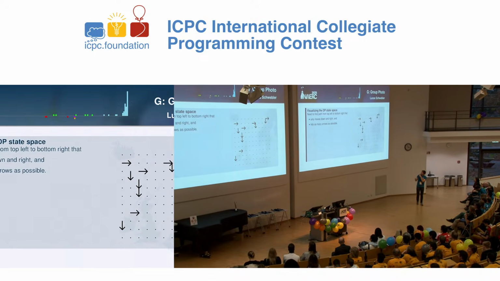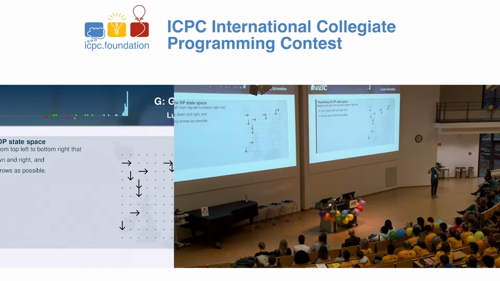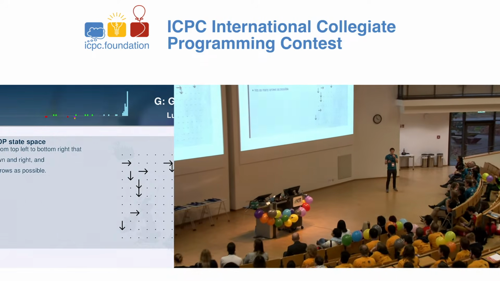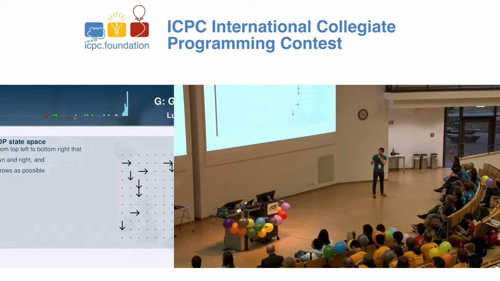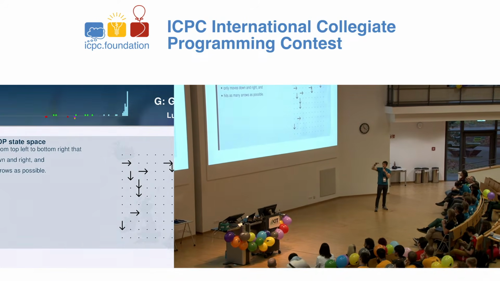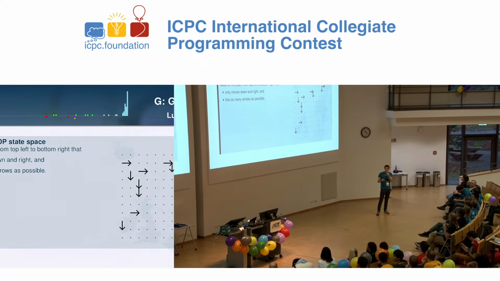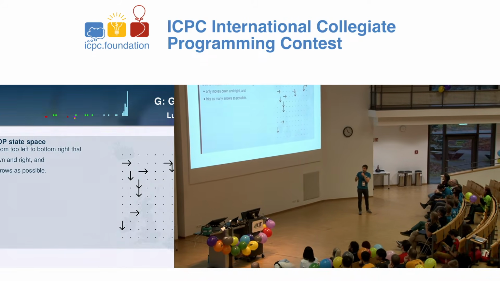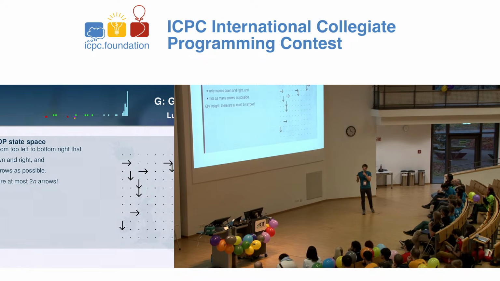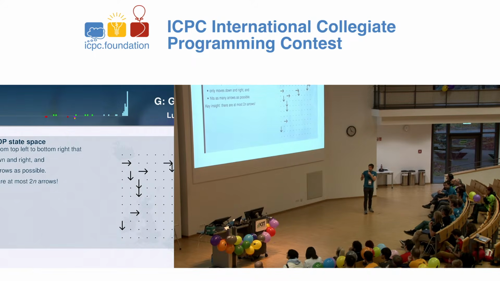For this we visualize the dynamic programming state space, and we basically get this grid with the arrows corresponding to the 1 transitions in the dynamic programming. And now we want to go from top left to bottom right by only going right and down, and we want to hit as many of these arrows as possible. And the key insight now is, based on how the DP is formulated, there are at most 2n of these arrows in the grid. And if you know this, then there are several things you can do.